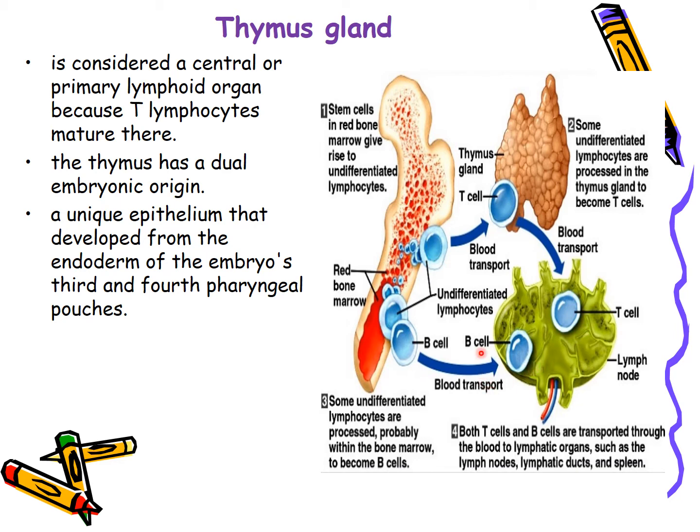The thymus gland has a dual embryonic origin. Its epithelium is unique and it develops from the endoderm of the embryo's third and fourth pharyngeal pouches.